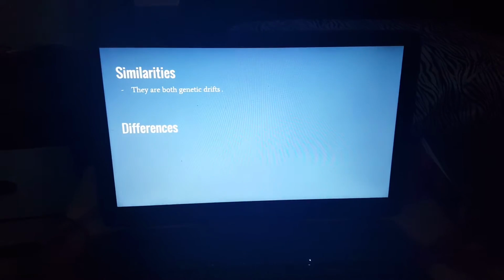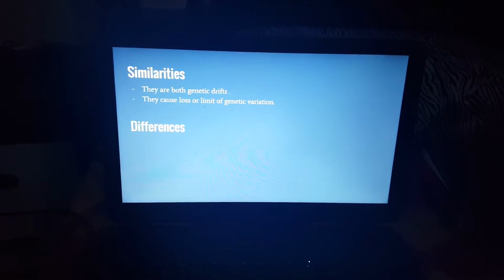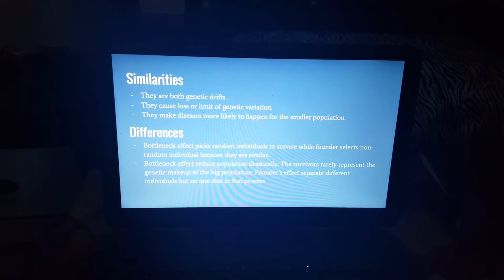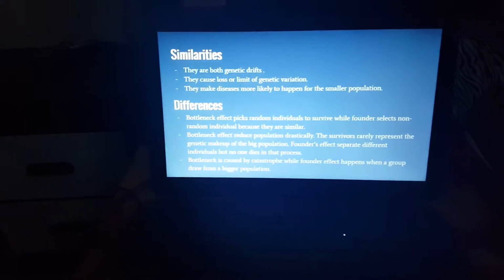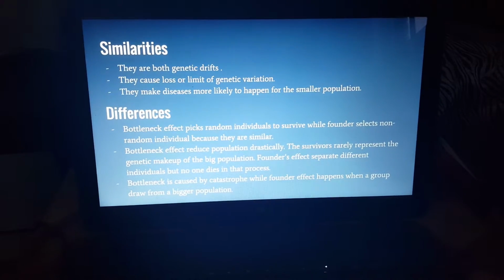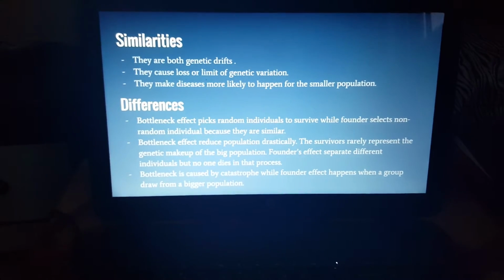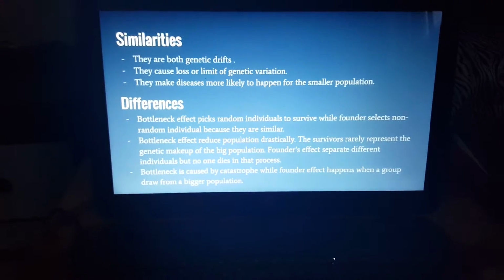So these are the similarities and differences between them. They are both genetic drifts, and they cause loss or limit of genetic variation, and they make diseases more likely to happen for the smaller population.